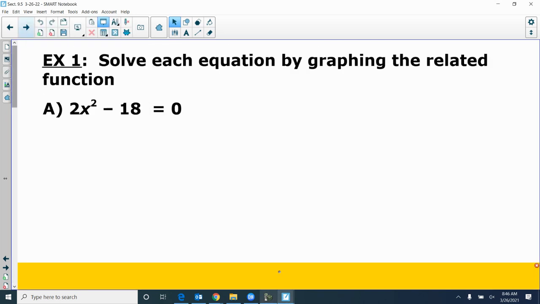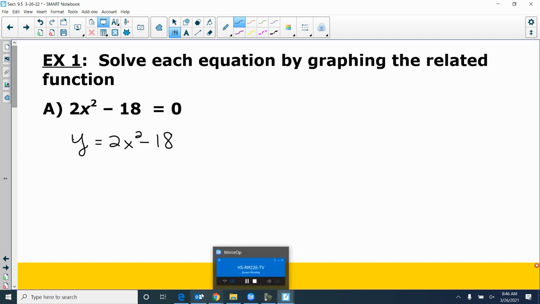In order to do this, we want to set this equal to 0, which it is. And now what you want to think about is y equals 2x squared minus 18. So underneath that one, just write y equals 2x squared minus 18. Now, once you have that, go to your Desmos on your computer.